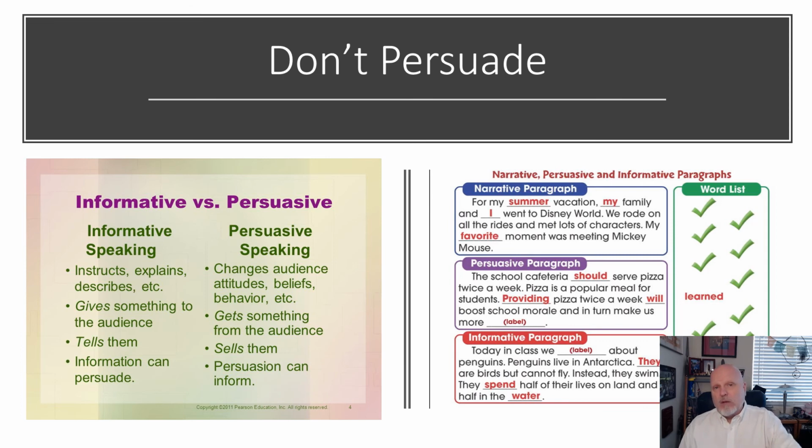Now, in a persuasive speech, not only do you want to give them something, but you want to get something from them. In a persuasive speech, you want your audience to change a belief, change a behavior, and you want them to commit to it. And that is a persuasive speech. So in both cases, you give your audience something. But in a persuasive, you're trying to get something from them. In one, you tell them something. In the other, you sell them something.